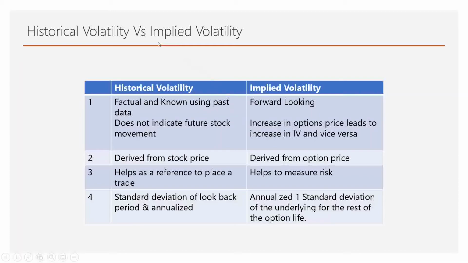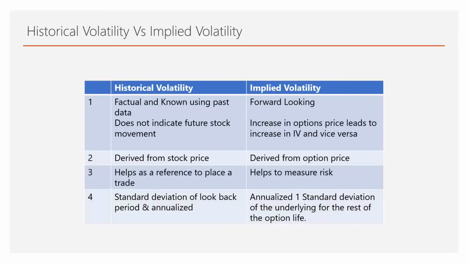Historical volatility versus implied volatility. Few facts for you. Historical volatility is factual, derived using past data, right? It will not help us ascertain future stock movement. Implied volatility, whereas, is forward looking. It helps us to determine the future price of the stock.